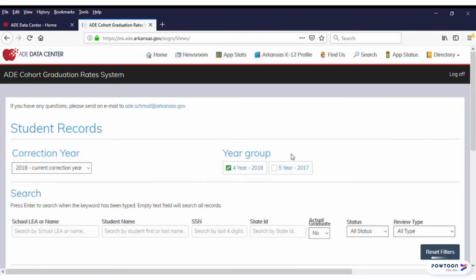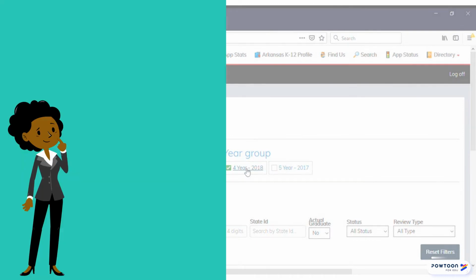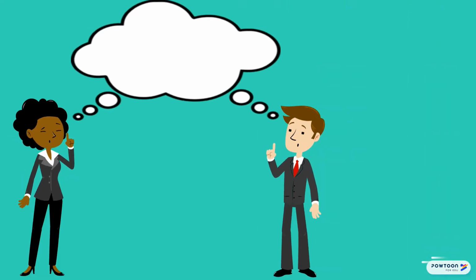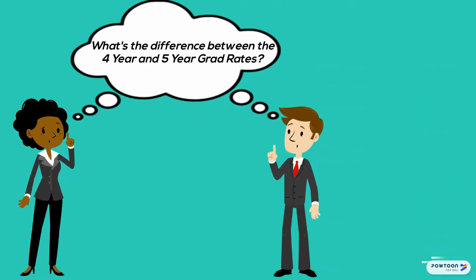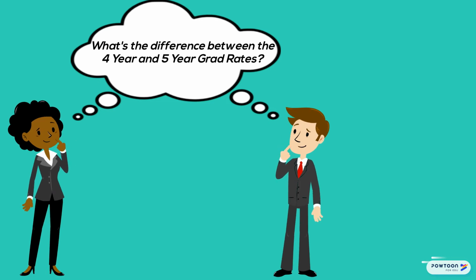The ADE Cohort graduation rate system has two cohorts that can be used for correcting and reviewing: the 4-year and the 5-year. District users must select the appropriate cohort year for corrections and reviews. You may be wondering, what's the difference between the 4-year and 5-year grad rates?